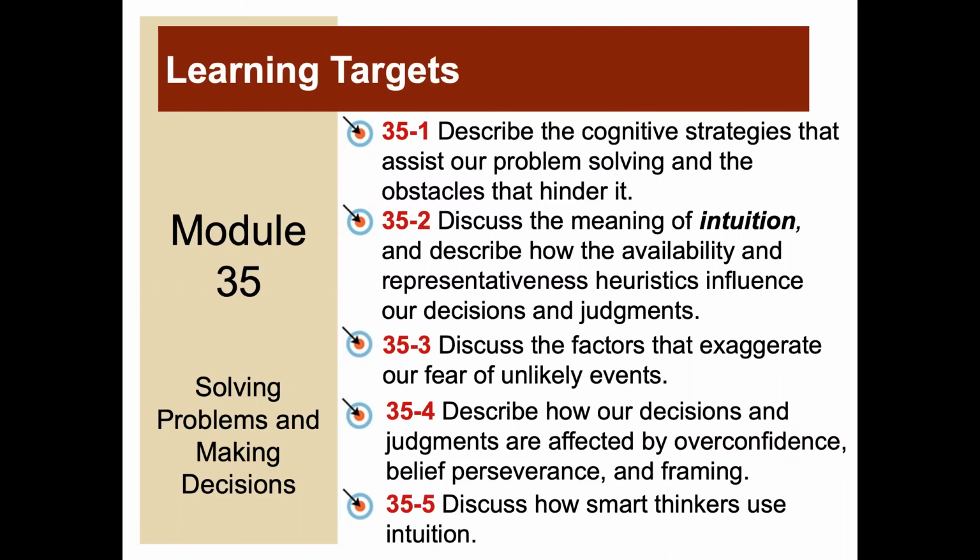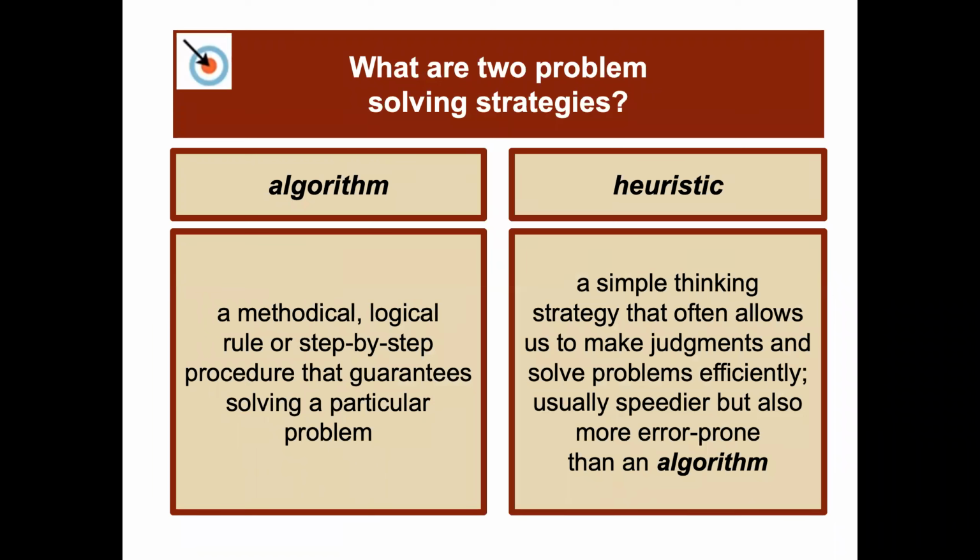So what are 2 problem-solving strategies? When we have a problem, we often utilize an algorithm or a heuristic. An algorithm is a methodical, logical rule or step-by-step procedure that guarantees solving a particular problem. So going through sort of a step-by-step process in problem solving. Whereas a heuristic is a mental shortcut. It's a simple thinking strategy that allows us to make judgments and solve problems efficiently.